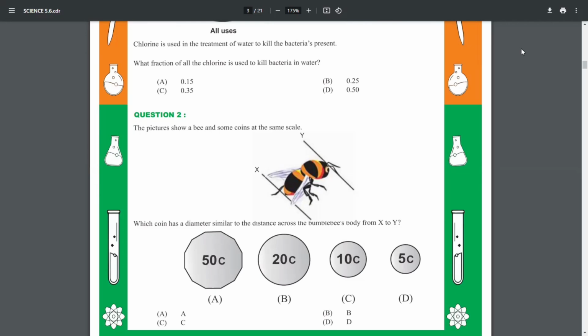Question 2. The picture shows a bee and some coins at the same scale. Which coin has a diameter similar to the distance across the bumblebee's body from X to Y? The correct option is B, 20 feet.